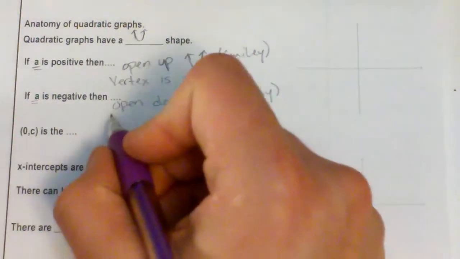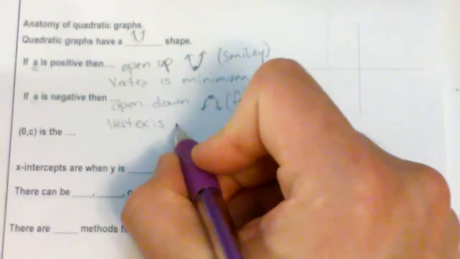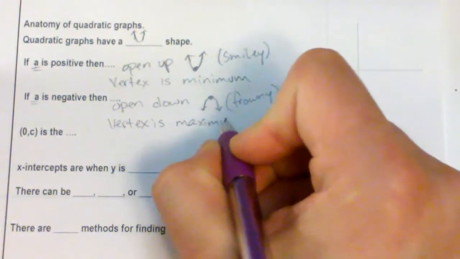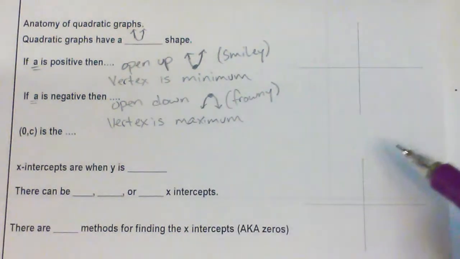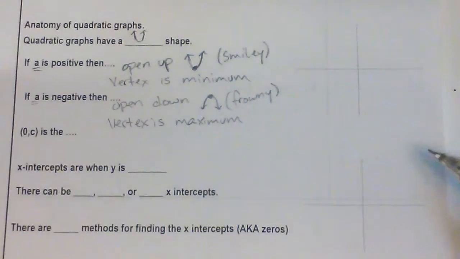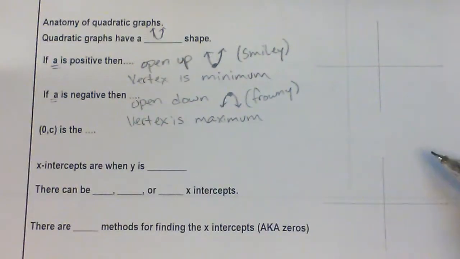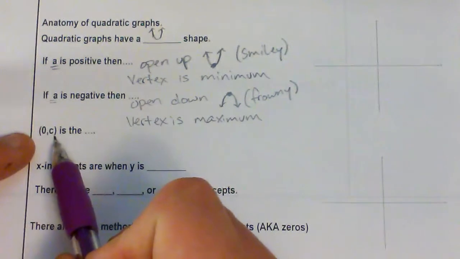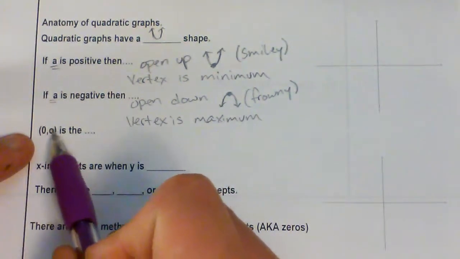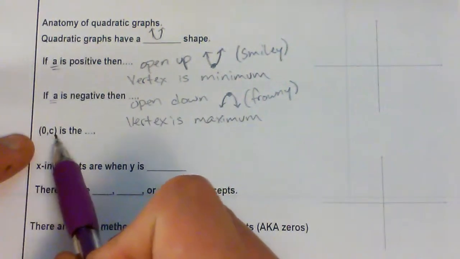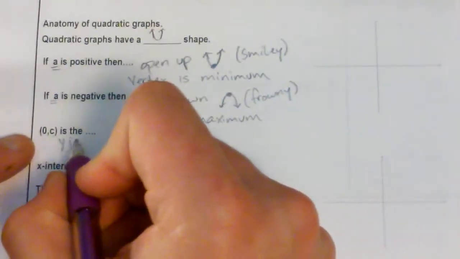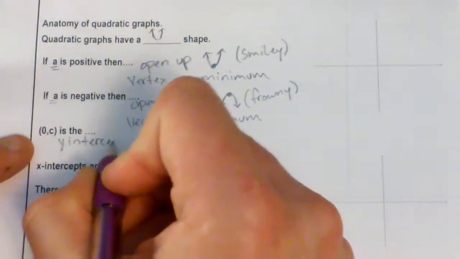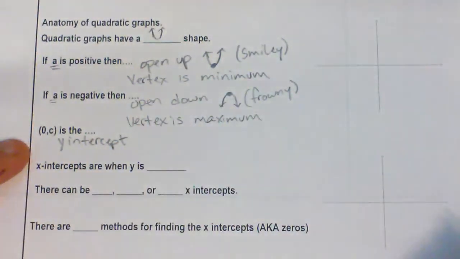So we're going to open this down. That means that the vertex is a maximum. So that's one piece of a graph to understand. Something else that's really nice about the ABCs is that, a lot like the y-intercept of slope-intercept form, that constant, 0 and then whatever the c value is, is the y-intercept. There's only one y-intercept, which is kind of nice.